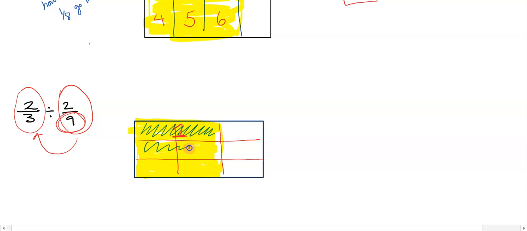I'm going to take 2/9 out twice. And I'm going to take 2/9 out 3 times. So we can see that 2/9 plus 2/9 plus 2/9 equals 2/3 of the entire object, right? So there's 3 groups of 2/9. So 2/3 divided by 2/9 equals 3.